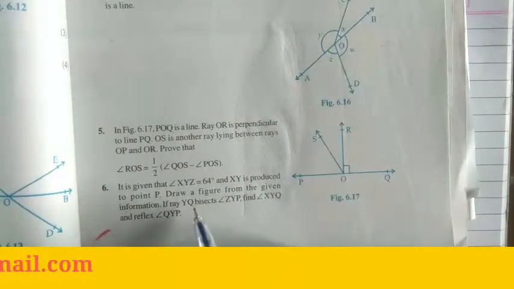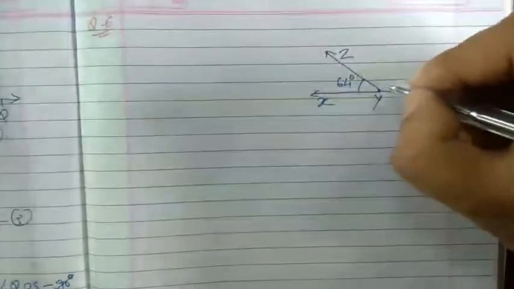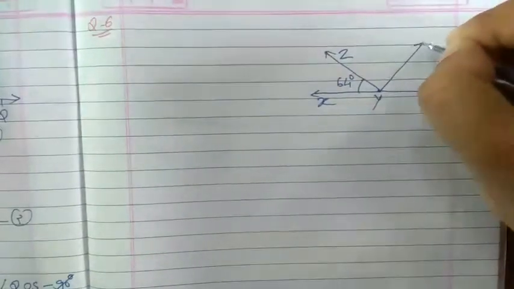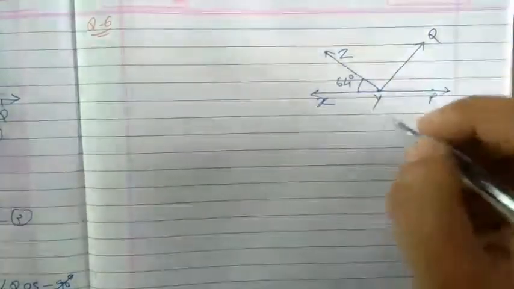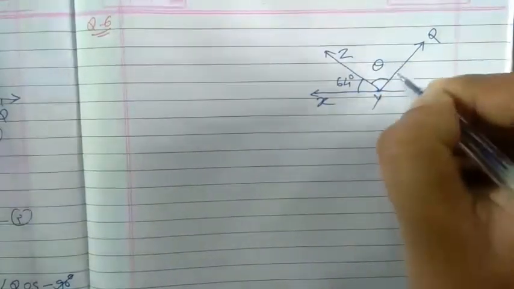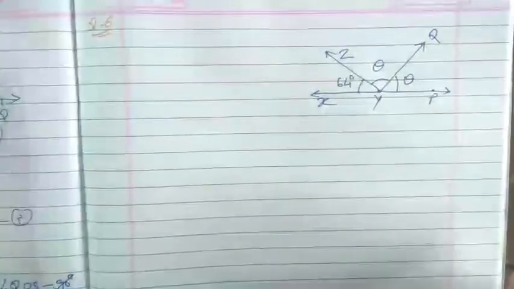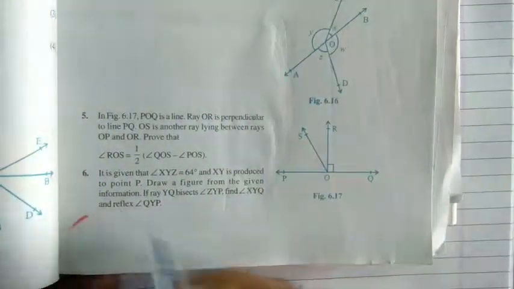Next one is if ray YQ bisects angle ZYP. Where is our ZYP? Yes, it is here. Bisect means two equal parts. YQ makes two equal parts. I would like to write here theta, two equal parts. That's why now our figure is complete.